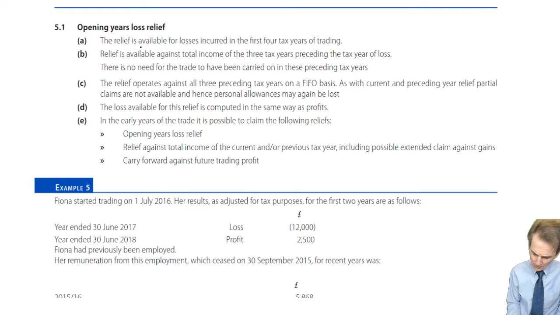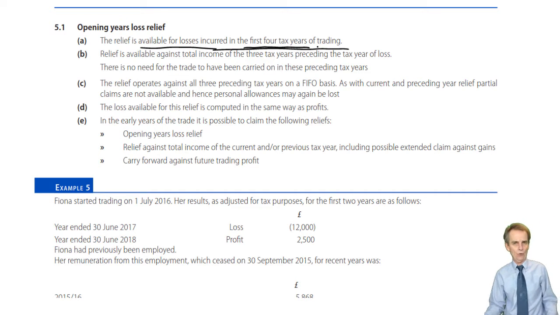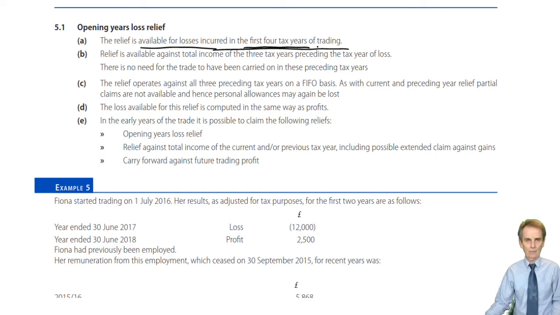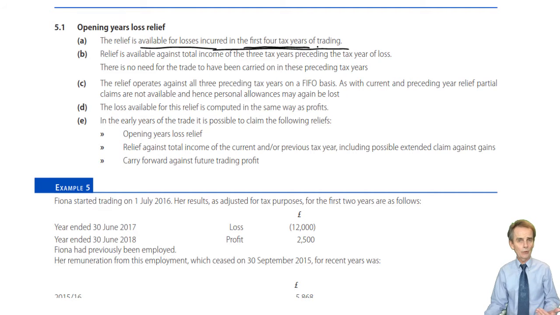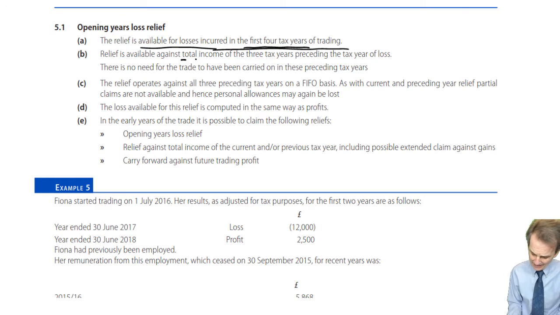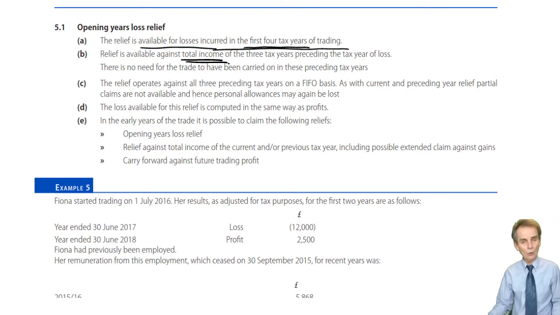So, the relief to begin with is available for losses incurred in any of the first 4 tax years of trading. So that's why it's specialist, only available in the first 4 tax years in which we have traded. Clearly, in the previous example, there was a loss in the very first tax year, 16-17. That is the amount, therefore, that would have been available for this specialist relief. What can we do with it? Well, as we've already said, again, the relief is against total income, something we're very familiar with.